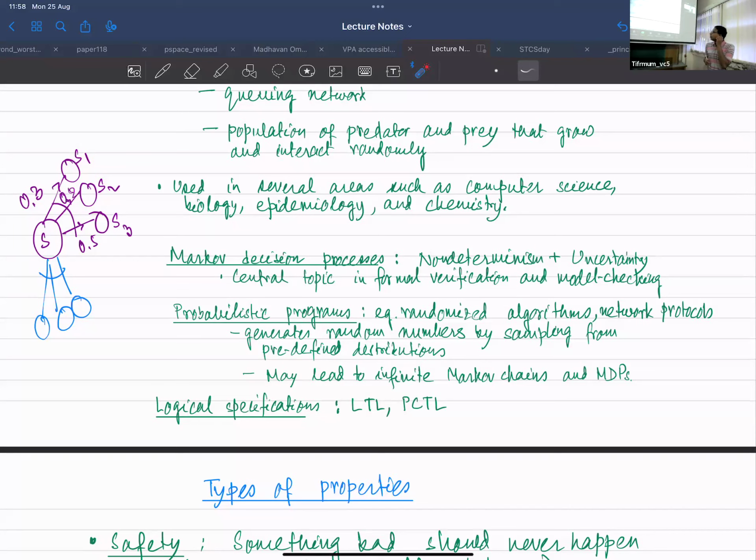So where are Markov decision processes used? It's not exactly so. The Markov decision process, strictly speaking, is not a system. It's not a system.